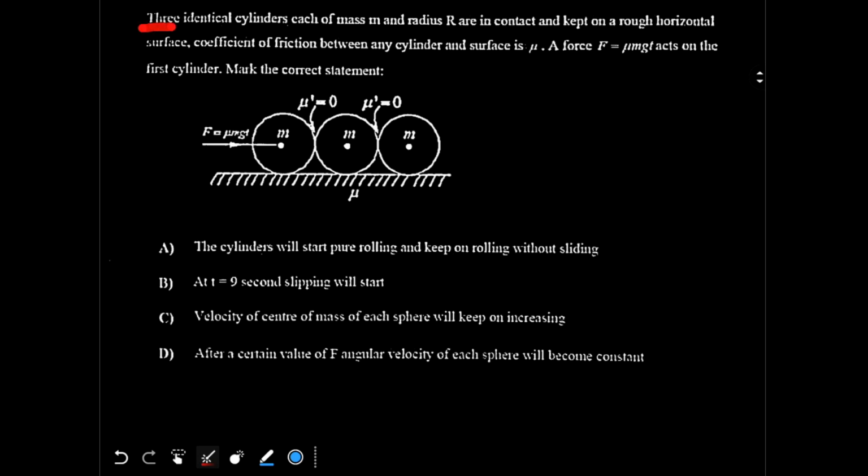Alright, now serious question. Three identical cylinders, each of mass m and radius r, are in contact and kept on a rough horizontal surface. So here we can see three identical cylinders. They are in contact, each having the same mass. The friction coefficient between the cylinders is 0. Okay, but the ground is rough. The coefficient of friction between any cylinder and the surface is mu. A force F equal to mu mgt acts on the first cylinder. Mark the correct statements. So let's see the statements.